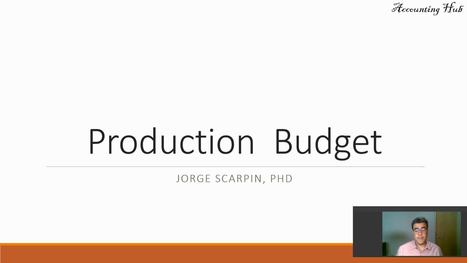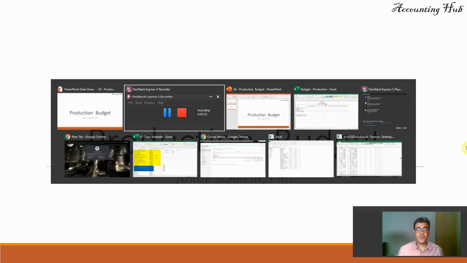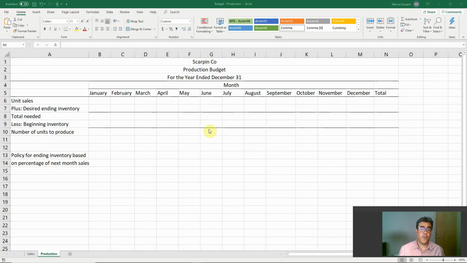I'm Professor George Scarpin, PhD in accounting, and our topic today is the production budget. This is part of a series of videos about budgets, so the other videos are in our video description. And if we are talking about budget, we are talking about Excel. So let's go to our Excel file.